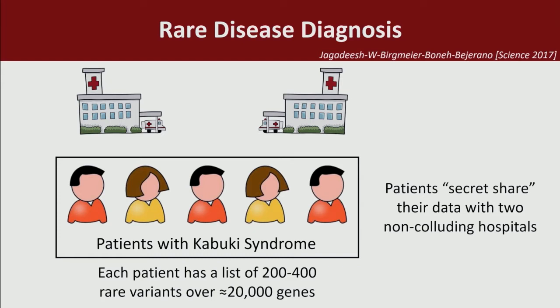What we can do is something along the following. Each patient will take their genome and do what's called a secret sharing of their genome and send each share to each of these two hospitals. What this means concretely is the following.